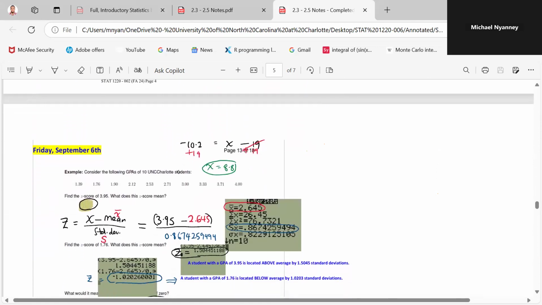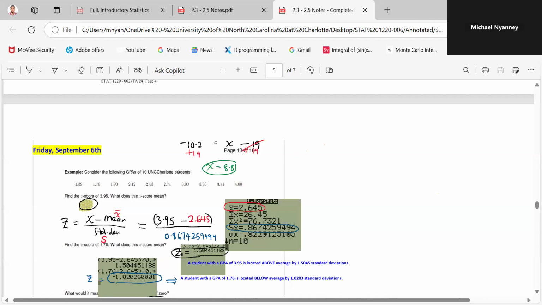So these are some examples for you to do. Here, we've not been given the mean or the standard deviation, so we have to find the mean and the standard deviation, because to find z we need them. We also want the z-score of 3.98. What does the z-score mean?